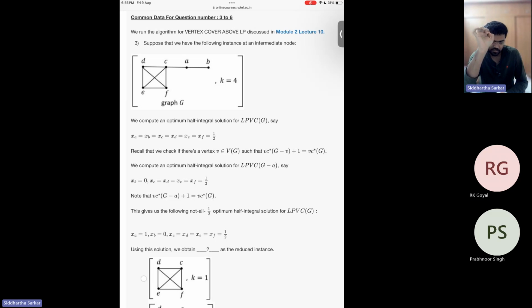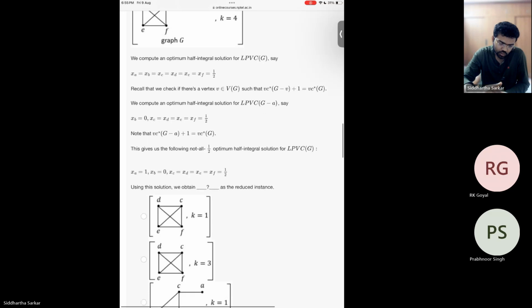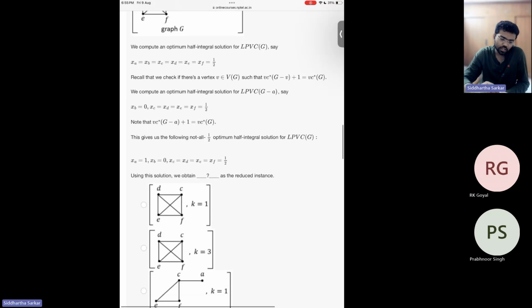So they have identified a special vertex, that is their agenda. We can identify a vertex whose removal reduces the half integral solution by exactly 1. So that is what they're saying. Note that VC star of G minus A plus 1 is VC star of the original graph. So this gives us the following optimum half integral solution. Now they're reintroducing A, and we can set xa to 1. And this is a solution to my vertex cover problem.